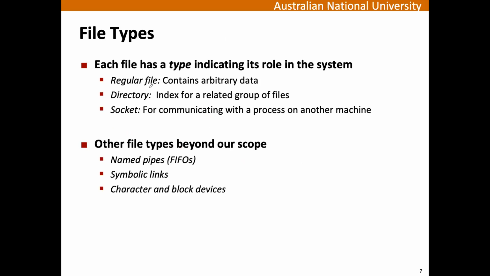So there are many different types of files. Regular files contain arbitrary data, your photos, your emails, your documents. These are all regular files. Directories are more like an array of links, and each link points to a file or another directory. And sockets are used for communicating with a process on another machine. This is the subject of networking, and we will look at that next week.